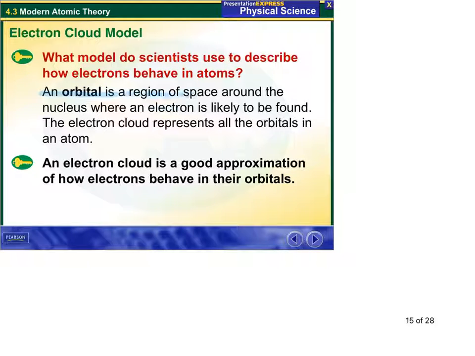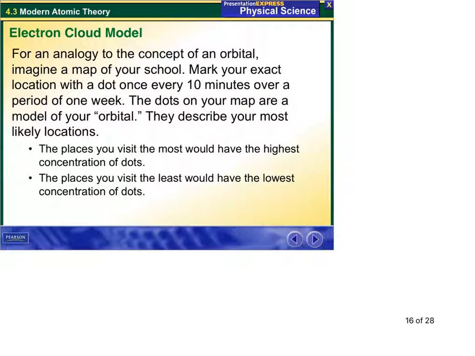And then we break the electron cloud down into orbitals. This is a region of space around the nucleus where an electron is likely to be found. So the electron cloud is made up of orbitals. An electron cloud is a good approximation of how electrons behave in their orbitals.